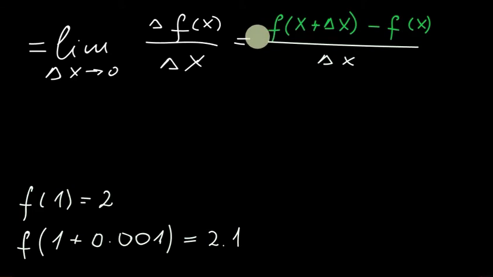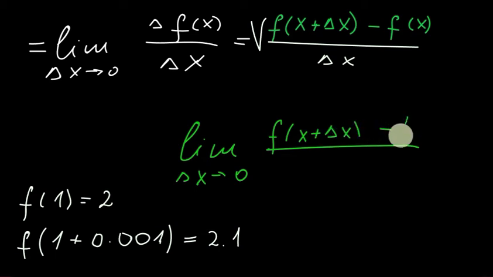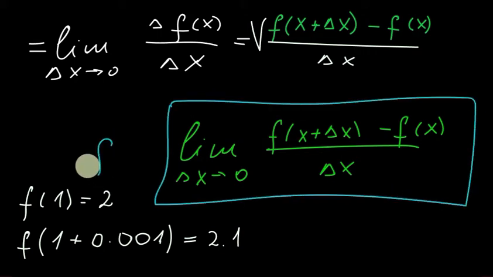I forgot to put a limit here, so let me rewrite it. So, limit, as delta x approaches 0, of f of x plus delta x minus f of x, divided by delta x. This is the definition of our derivative. This is equal to the derivative of a function. Okay?